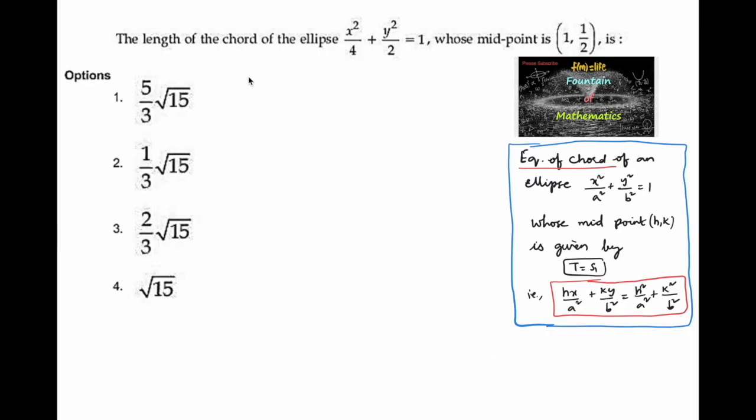We need to find the length of the chord of an ellipse x square upon 4 plus y square upon 2 is equal to 1, and whose midpoint of the chord is given 1 comma 1 by 2. And we know that the equation of the chord of an ellipse x square upon a square plus y square upon b square is equal to 1, and whose midpoint is given h comma k will be given by T is equal to S1, that is hx upon a square plus ky upon b square is equal to h square by a square plus k square by b square.